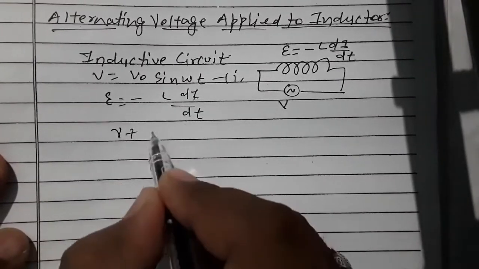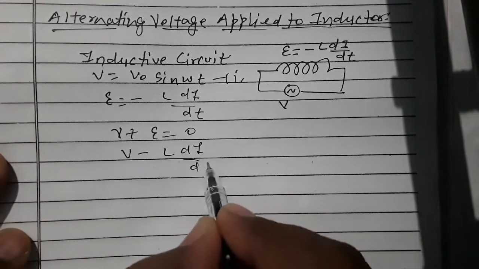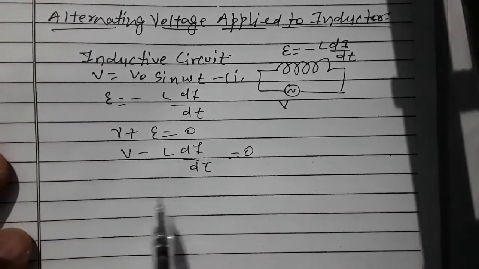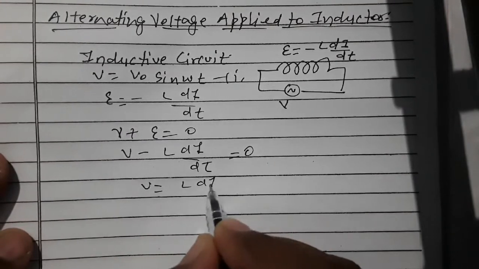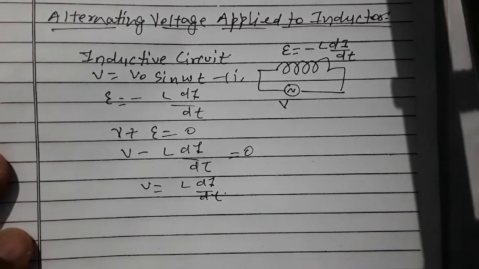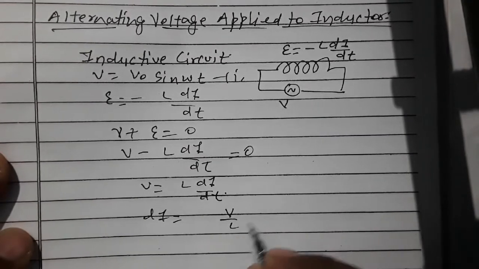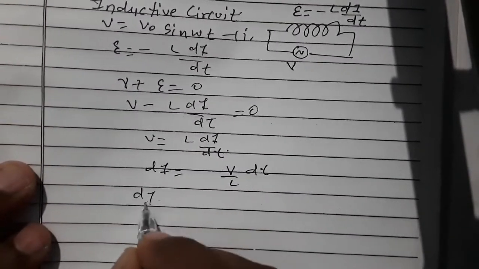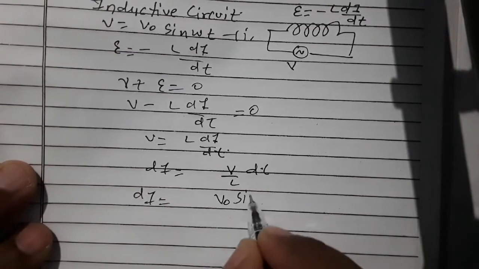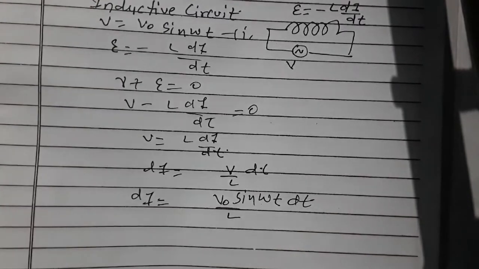Total potential drop across the circuit is 0. So V minus L di upon dt is equal to 0, or we can write V is equal to L di upon dt. So di is equal to V by L into dt. Put the value of V, that is V naught sin omega t, by L into dt. Now integrate the above expression.